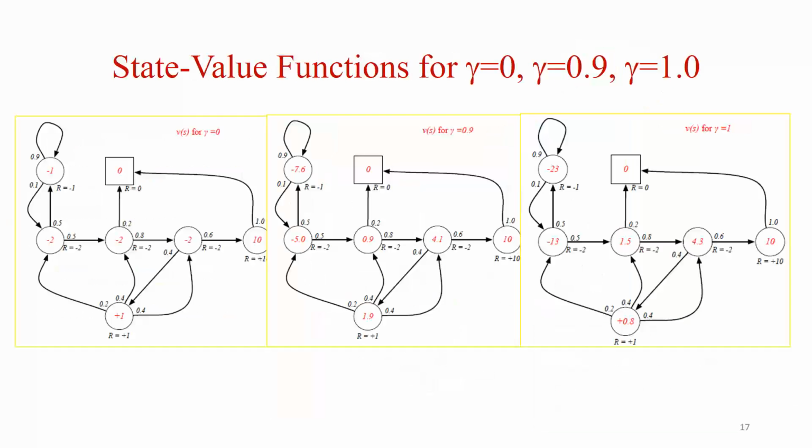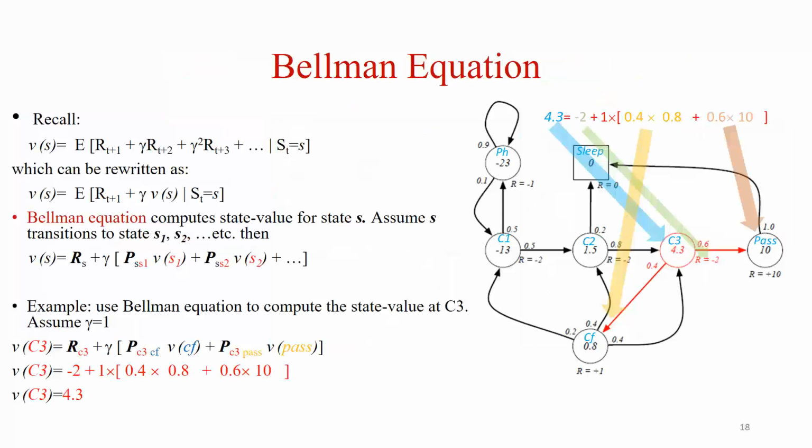Now there are a bunch of these state values that are presented here for discount values of 0, 0.10, and 1.0. But the most important thing is, how can we calculate these values other than just random sequences? Well, here comes the Bellman equation for the rescue. The Bellman equation basically says that, let's go to the definition of the state value.